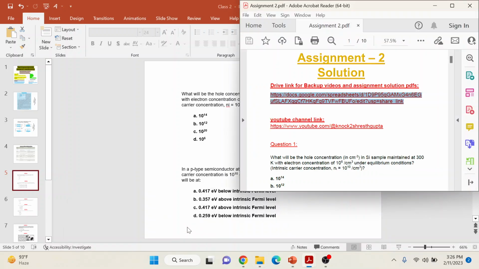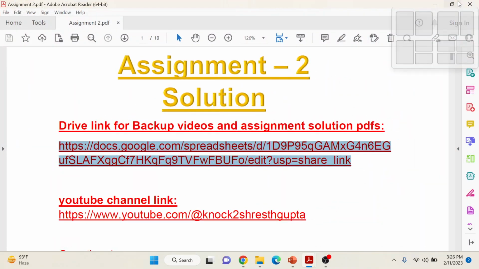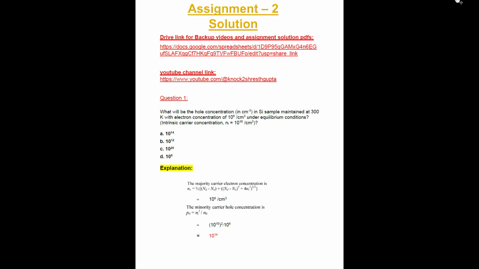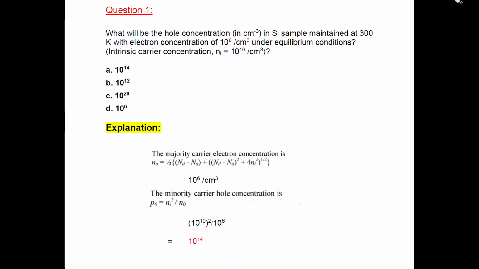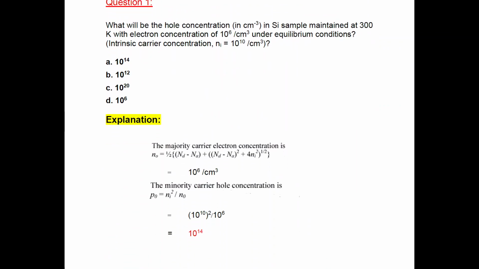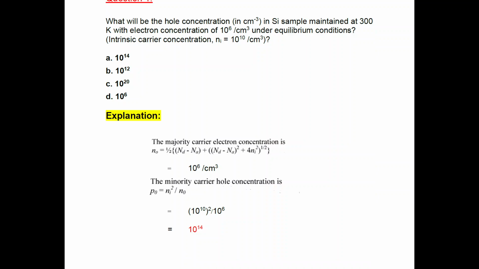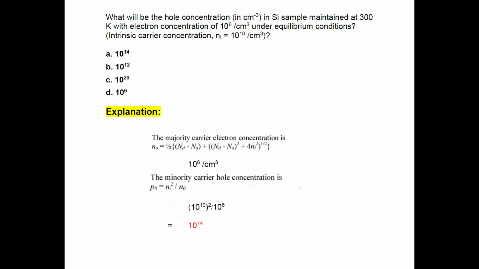So the answer is as follows. In assignment 2, the question was: what will be the hole concentration per centimeter cube in a silicon sample maintained at 300 Kelvin with electron concentration of 10 raised to power 6 per centimeter cube under equilibrium conditions? We know that in a semiconductor the majority carrier electron concentration is n naught equals 1 over 2 times (Nd minus Na) plus the square root of (Nd minus Na) whole square plus 4 Ni square.